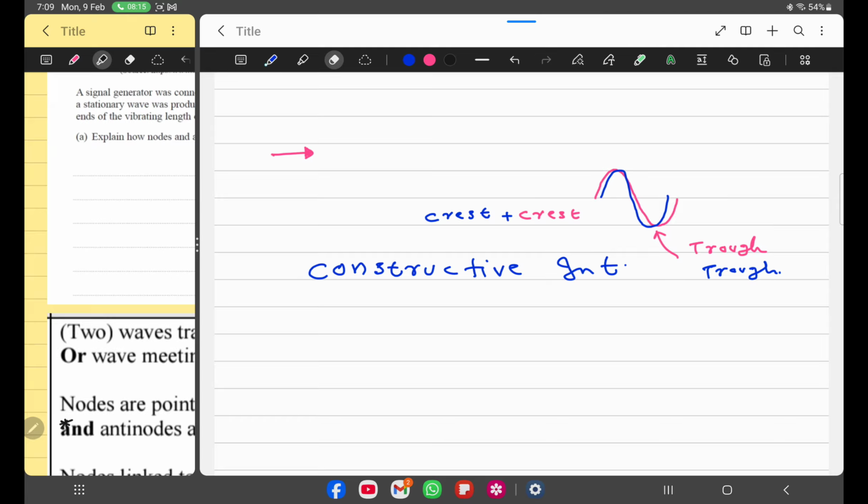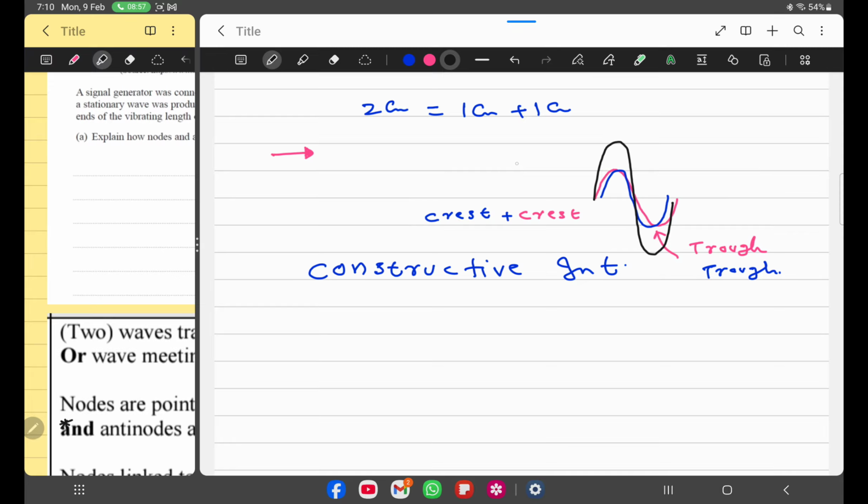And according to the principle of superposition of the wave, consider blue wave is 1 centimeter high, red wave is 1 centimeter high. So the resultant will be 2 centimeter high, which I am drawing by black color. This black color wave is the resultant wave. When the two waves superposed upon each other, then their resultant wave is the black wave. And the displacement of the black wave is equal to the sum of the two waves. And this interference is called constructive interference.